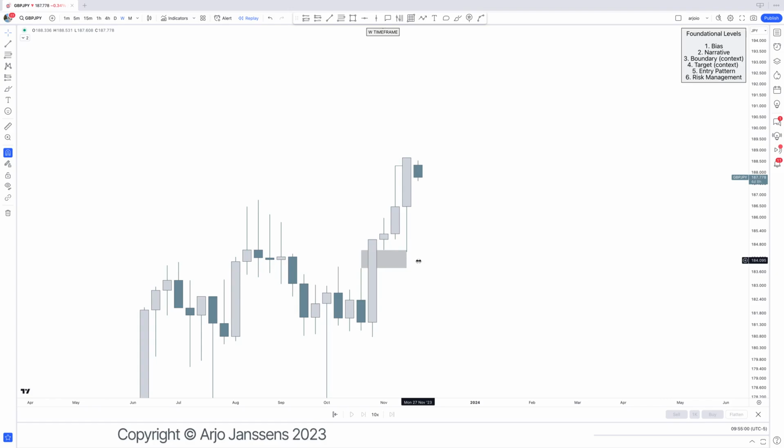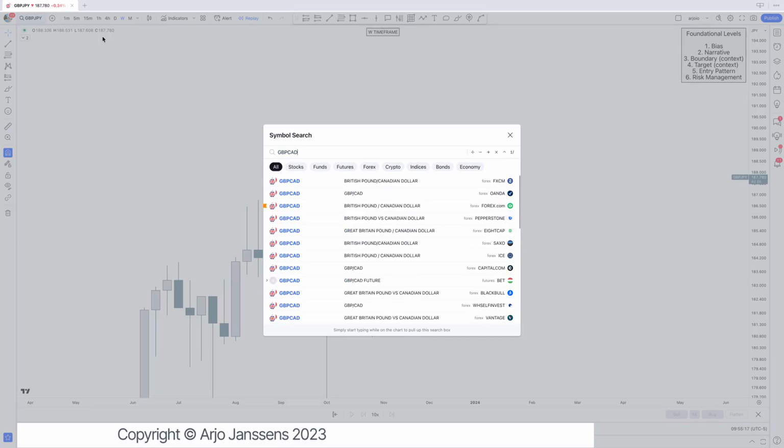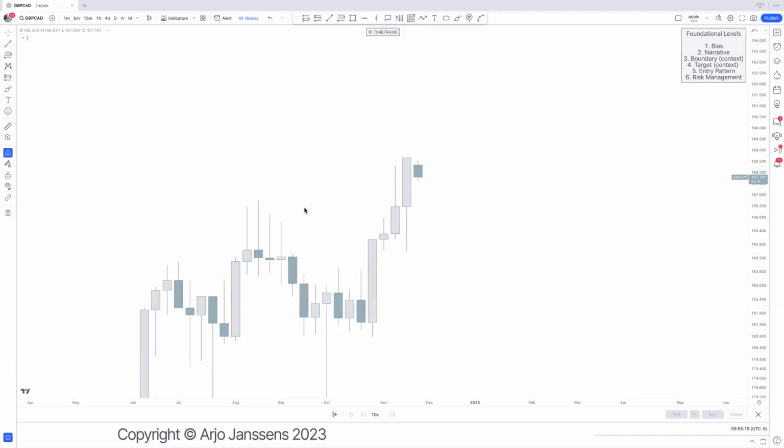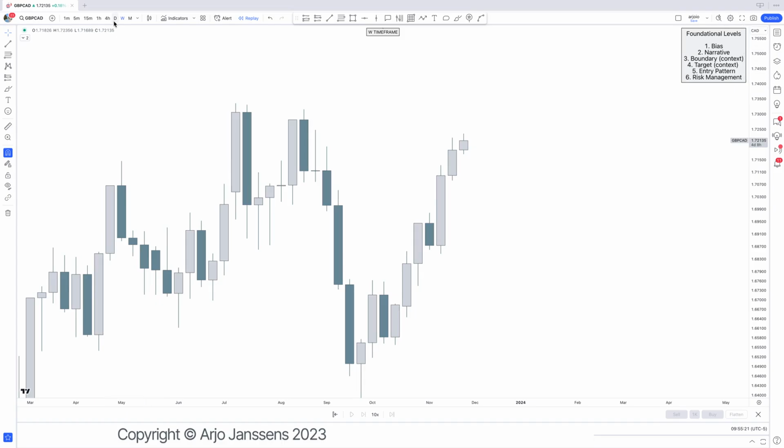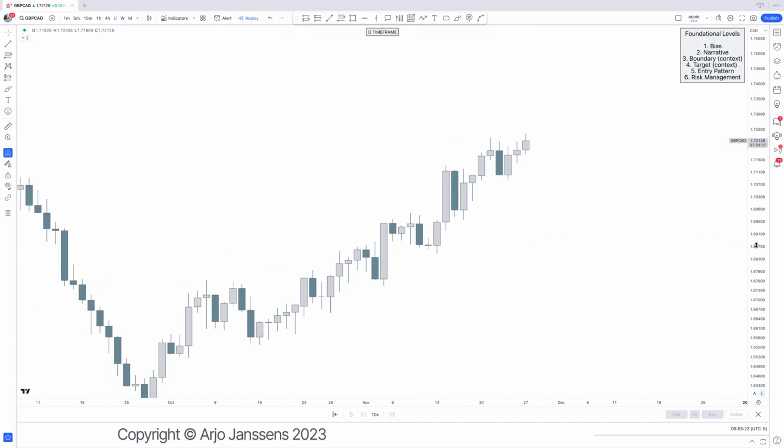That creates unusual context. Now, here I want to go over a few more examples as well, and you can, of course, figure out with me if it's usual or unusual context. Now, of course, I already have an idea, but you can try your best to see if it's unusual or usual context right here. So here we are on GBP Canadian dollar.